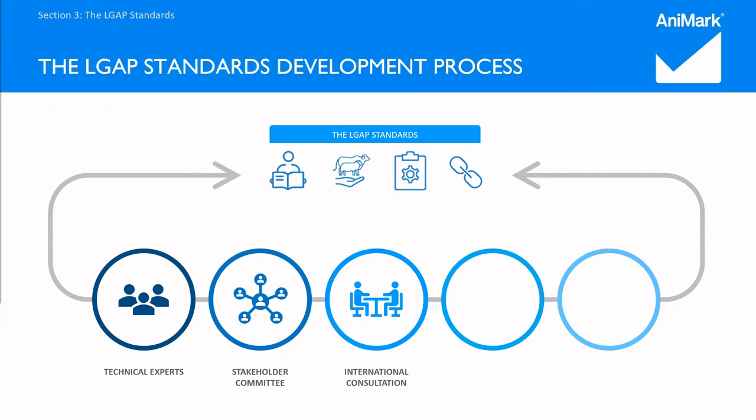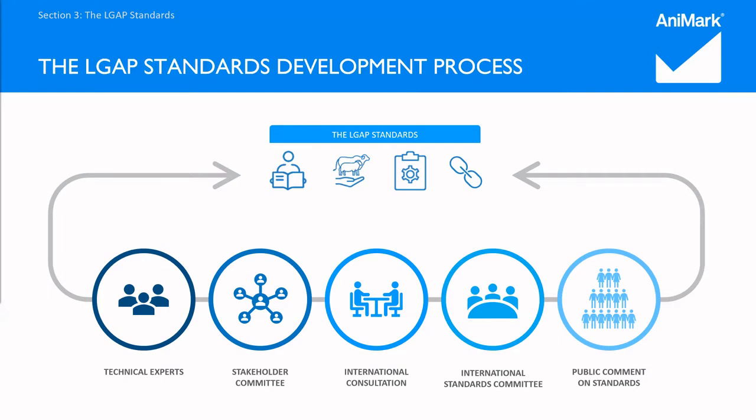In addition to this consultation, which provided these insights and set the objectives for the development of LGAP, an international standards committee worked on the development of the standards, and this committee represented the interests of impacted stakeholders, which in the case of LGAP includes exporters, importers, feedlots, farms, and abattoirs. The committee also included technical experts from around the world. The standards were also released for public comment over a 60-day period, and significant feedback was received and considered.